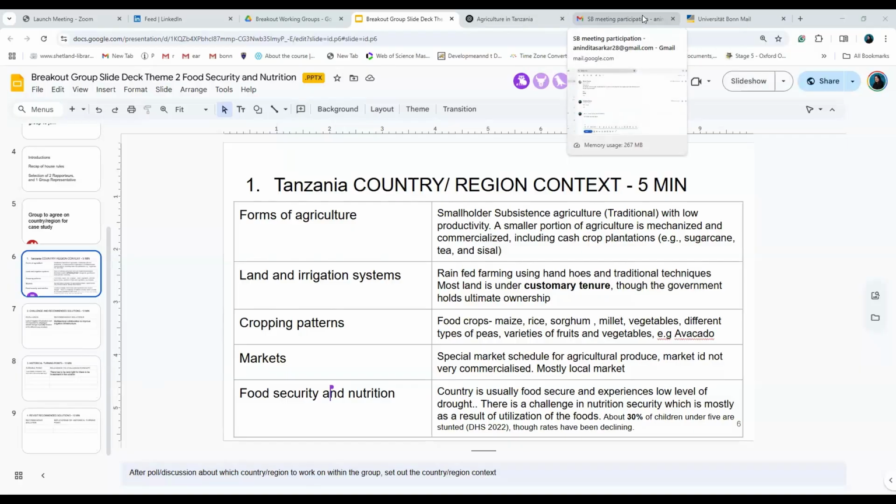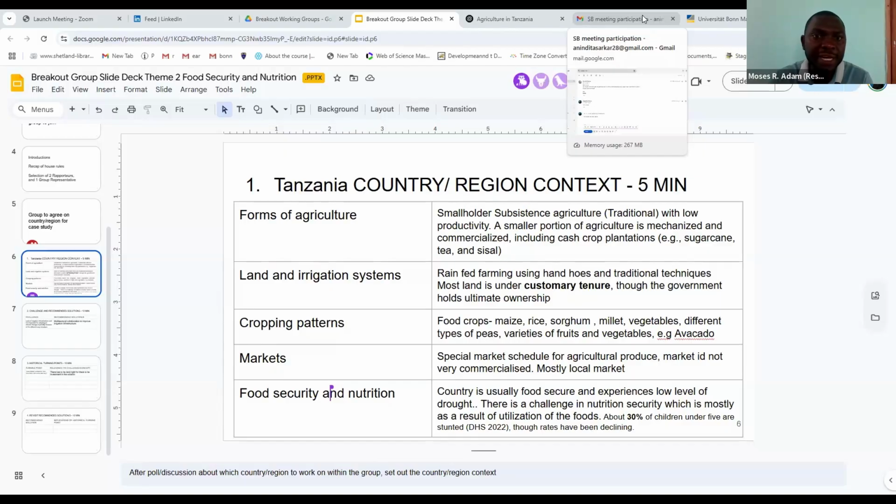In our group, we discussed the following. From the forms of agriculture which are dominant in our country, mainly it is subsistence agriculture, where small farms are being cultivated, involving food crops and some other cash crops. On the type of land and irrigation system, a large portion of the farms depend on rain-fed agriculture. So we largely depend on rain.